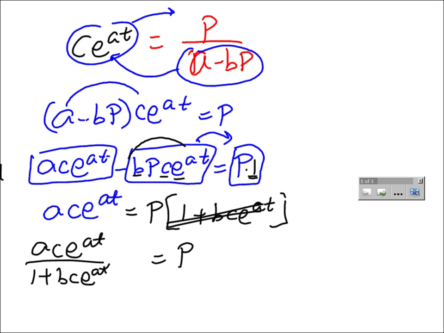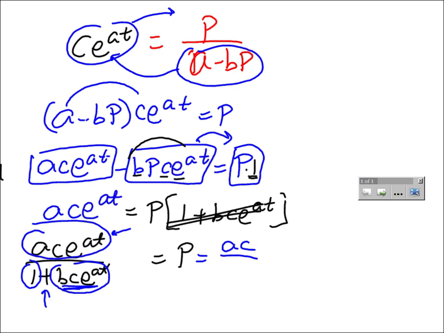I'm going to divide on the left side each term. So I'm going to circle this term, and this term, and divide them each by e to the at. When I divide this term by e to the at, I just get ac. When I divide this term, remember there's a plus in front of it, by e to the at, I just get bc. Plus, when I divide the 1 by e to the at, I get e to the negative at.